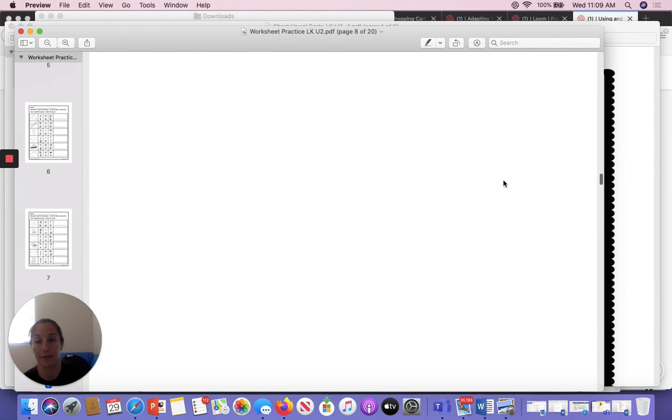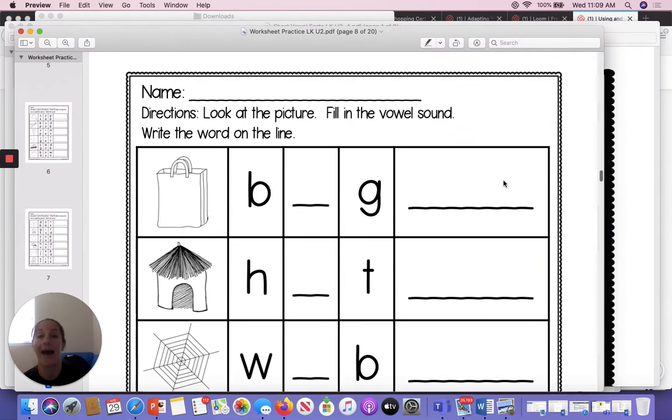And keep scrolling. There's a bunch of these. And then we get to vowel sounds. So again, start with having your student tell you, what's this a picture of? If they cannot tell you, I would then say, this is a bag. Your turn, say bag, and prompt them to say bag.